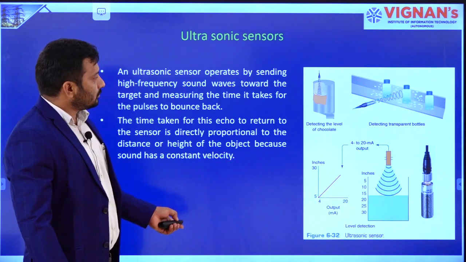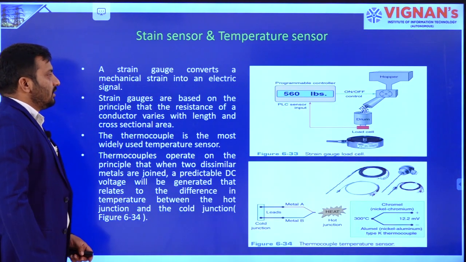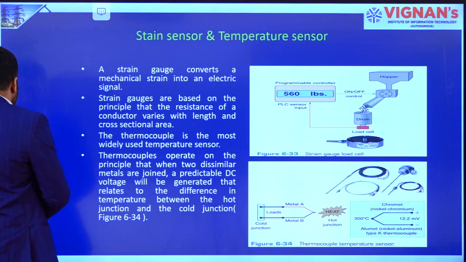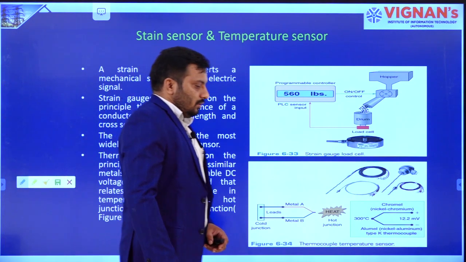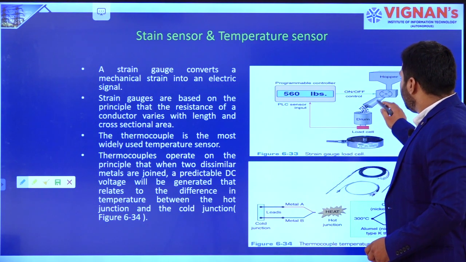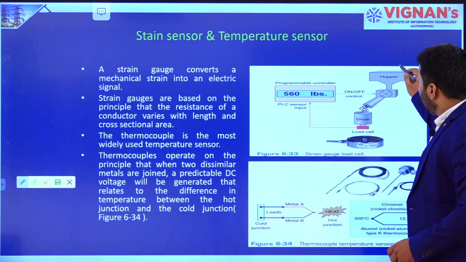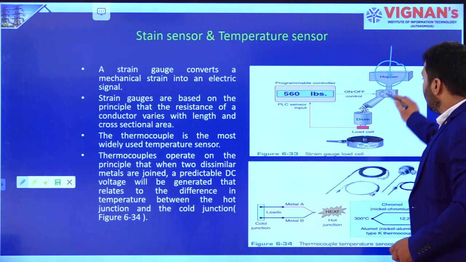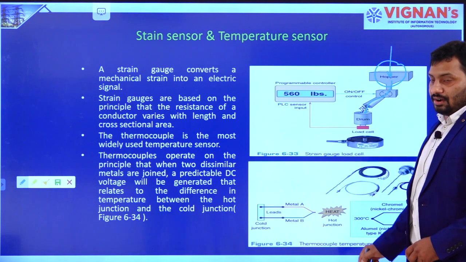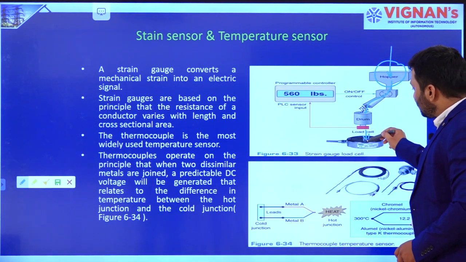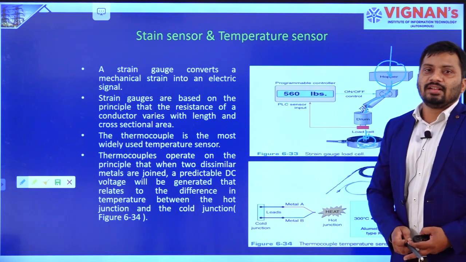So these are the sensors we have: strain sensor and temperature sensor in this example. In this slide, you can see one load sensor, that is, to measure load. In this example, you can see in the hopper we have some material. That material is going to be placed in the drum, and that drum is going to be placed on the load cell. In the load cell, we have a strain gauge.